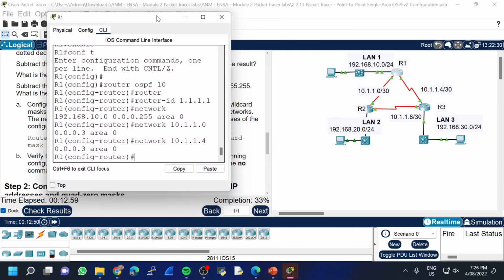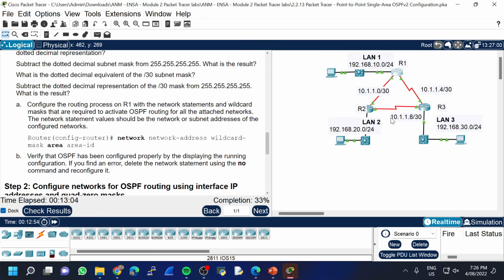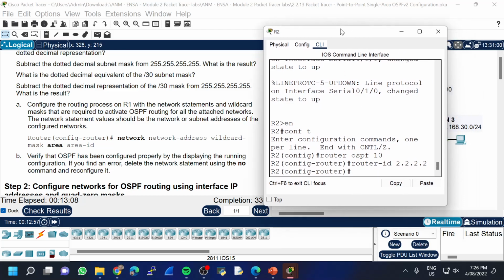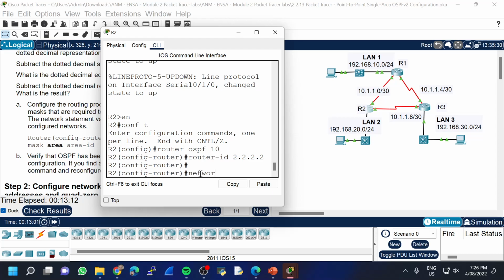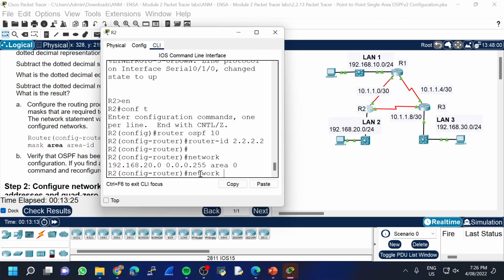So router 1 is done. Free network. So let's go to router 2 and do the same thing. For router 2, what do I need to do? Network. LAN first. 192.168.20.0 0.0.0.255, area 0. Network.